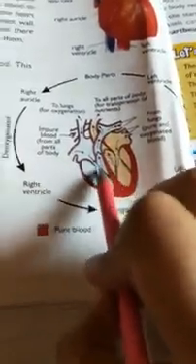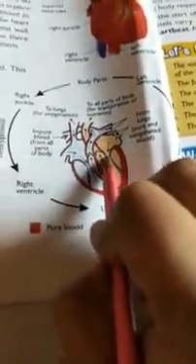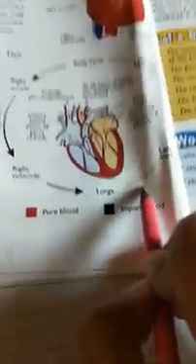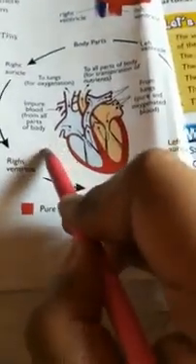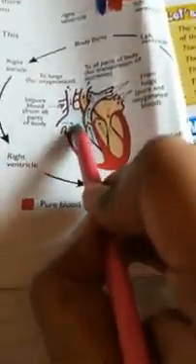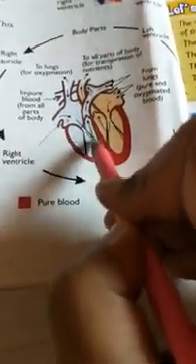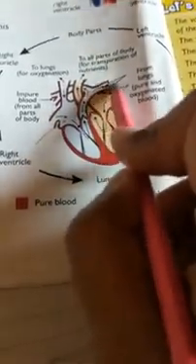Here you can see 2 parts, the blue part and the red part. This is the right part and this is the left part. Now you see the color of the arrows given. Red color stands for the pure blood and black for the impure blood. The impure blood from the body comes to the right auricle and from there it passes to the right ventricle, and the pulmonary veins carry it to the lungs.